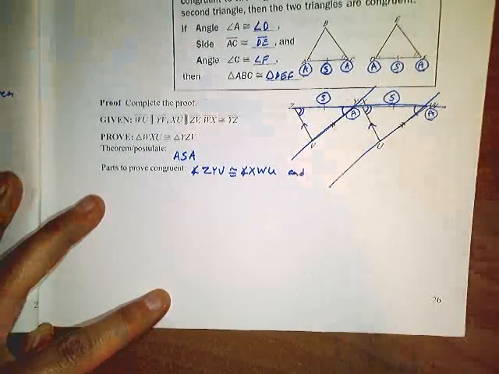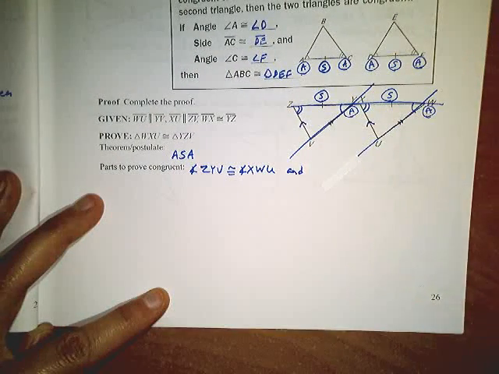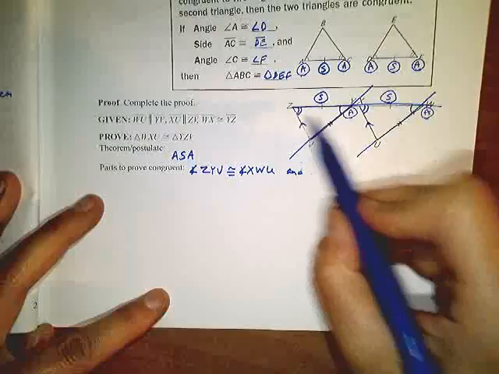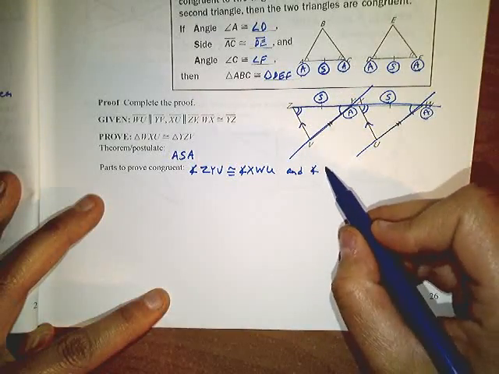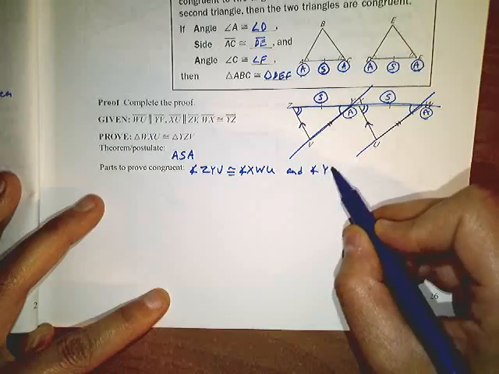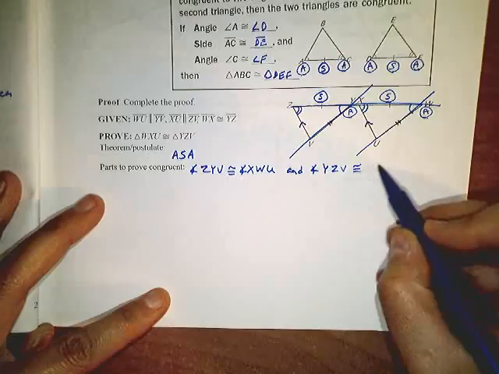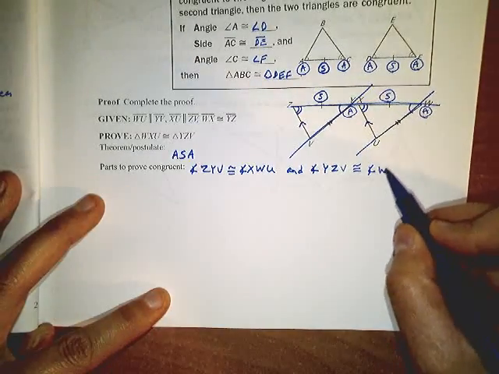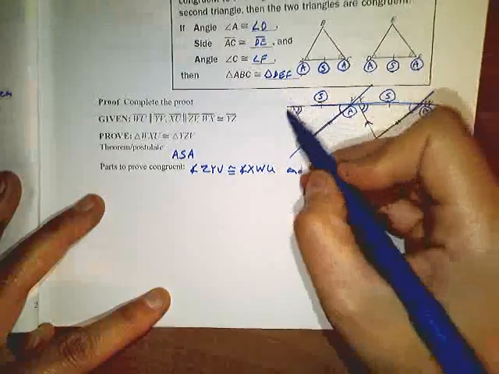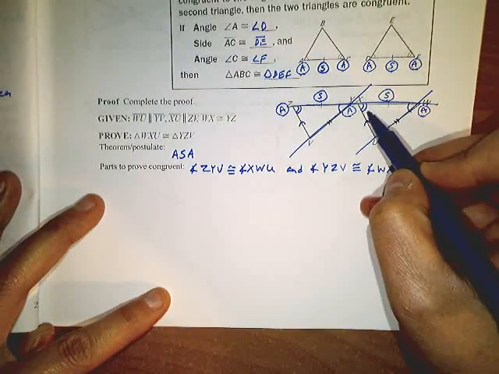And so if you have a pair of parallel lines and a transversal that cuts through, the positions of angles that are corresponding must be congruent. So I have angle YZV, that's this one. I want to prove that that's congruent to angle WXU. And that would be my other pair of angles that are congruent, right?